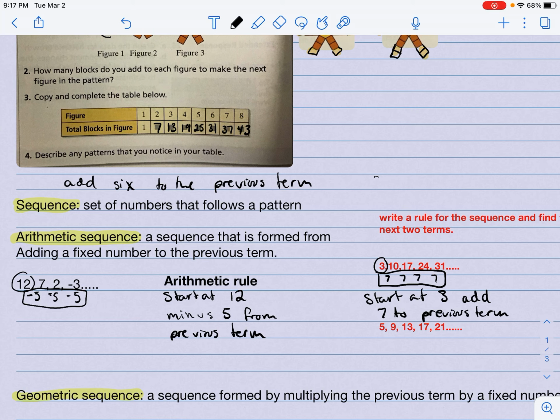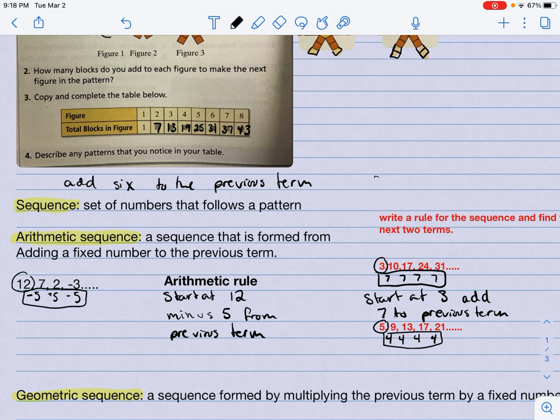All right, so 5 plus 4. 5 plus 4 gives us 9. 9 plus 4 gives us 13. 13 plus 4 gives us 17. And then 17 plus 4 gives us 21. All right, we've got our fixed number.